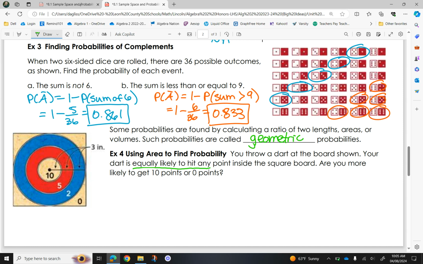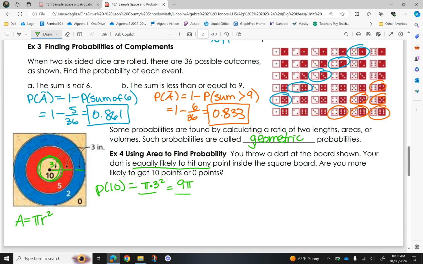For circles, we have to do pi r squared. So the probability of getting 10 points. What's the area of this little guy right here? Each of those is 3 inches. So this is 3, right? The area of the circle is going to be pi r squared, so 9 pi, out of the area of the entire board.